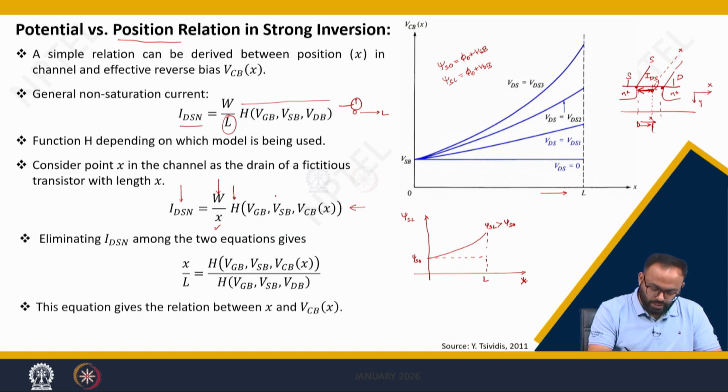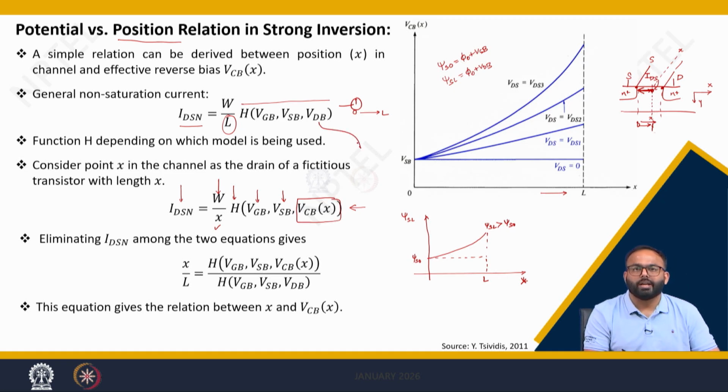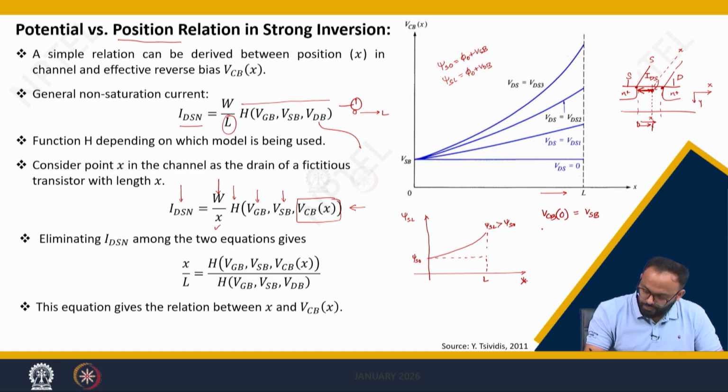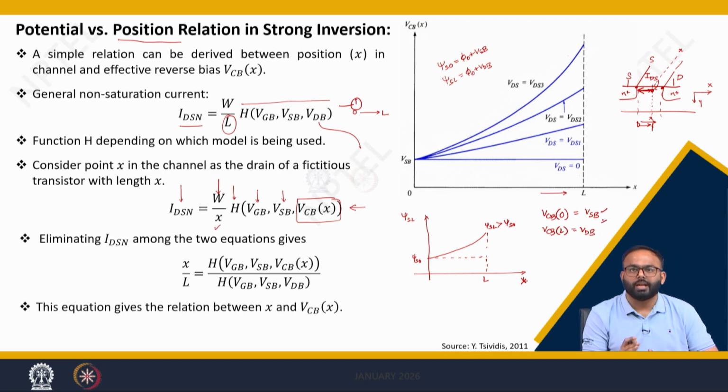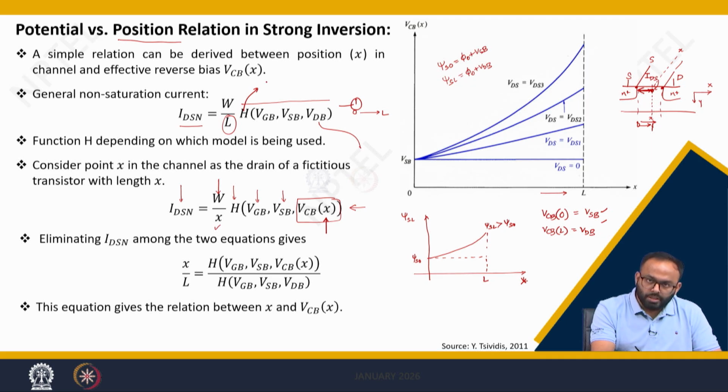Same function I need to use, H, which is a function of VGB, VSB, but now the VDB value is the maximum value of VCB. Ultimately we are changing VCB along X, which we said that VCB at 0 is equal to VSB and VCB at L is equal to what? VDB. So these are the extreme values at the source and drain end. However, if I want to calculate for a particular X, then I need to take it as a function of X. Another thing to note here is the function H, what we derived in our previous analysis, is based on source as a reference.